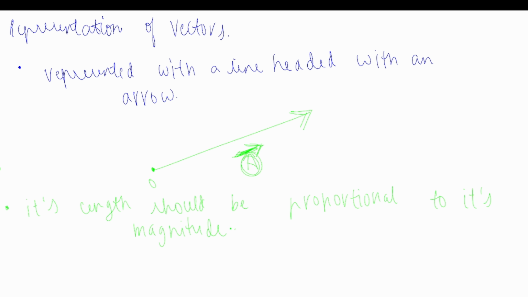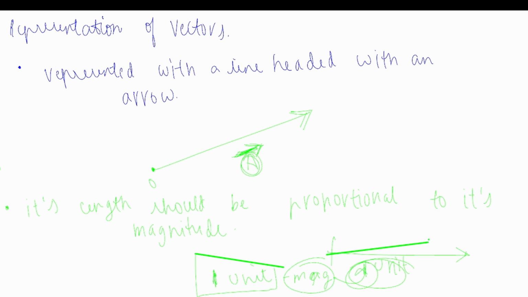So what I mean is that if I have 1 unit as my magnitude, I should draw a vector of one unit. So the magnitude of these two should be same, or the length of the vectors should be same.